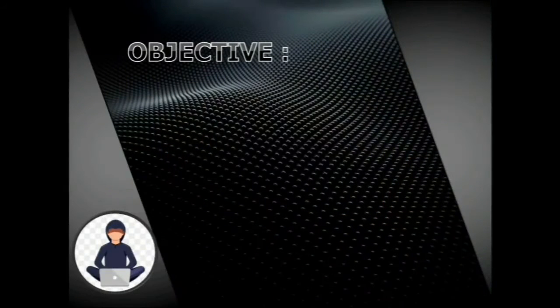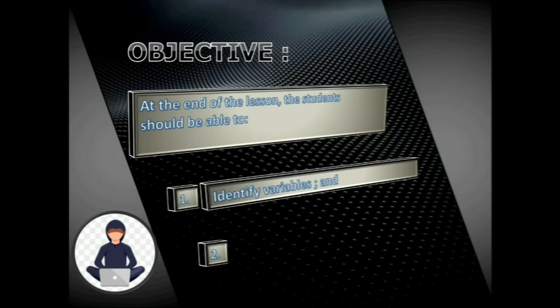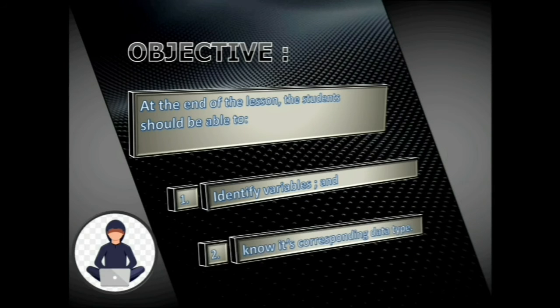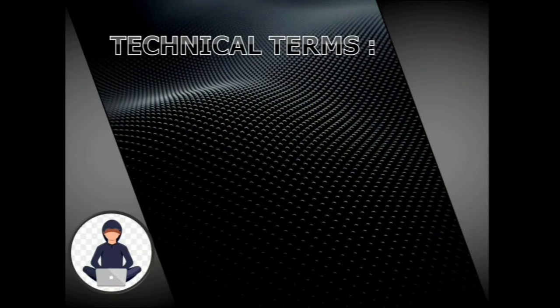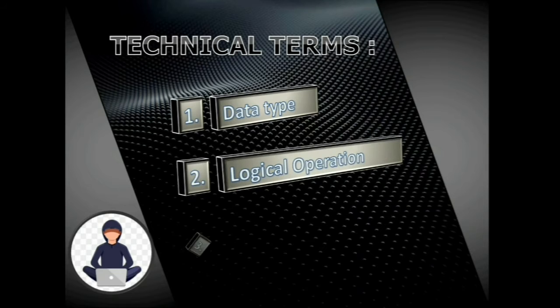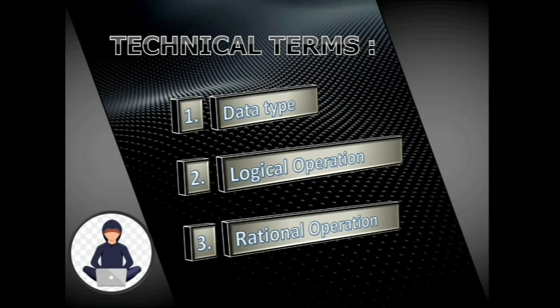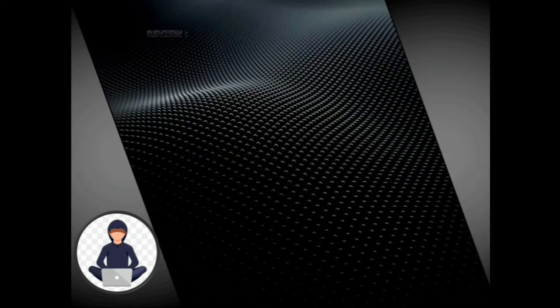The objective of this video is that the student should be able to identify variables and know their corresponding data. These are the technical terms: data type, logical operation, and relational operation. Before that, we will have a review about flowchart.